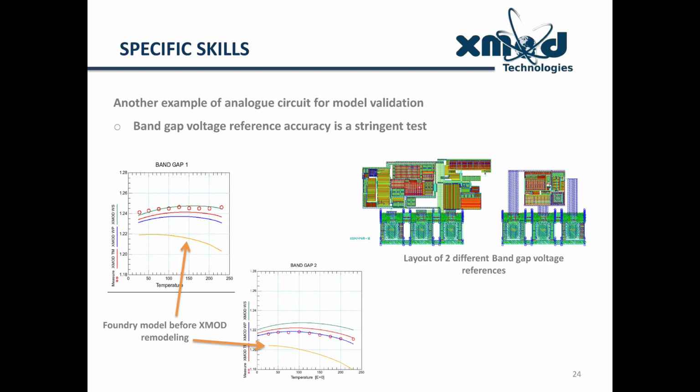Another example of a very difficult analog circuit for model validation is a bandgap voltage reference, whose accuracy is a very stringent test. You have two examples of different layouts of bandgap voltage references here. And the final measurements and simulation comparisons with respect to the nominal and worst case models, as well as in a range the older initial foundry model. As can be seen, the situation has been very much improved with the newly developed models.